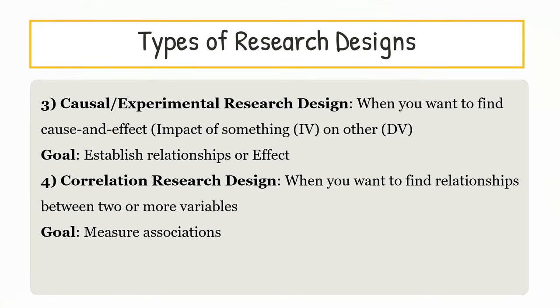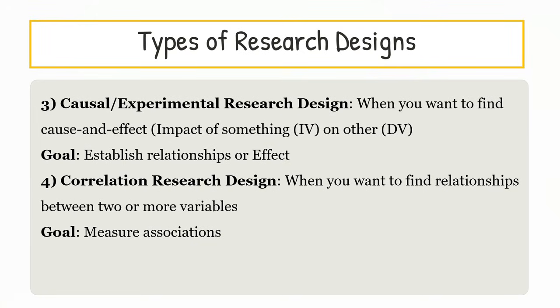The third type of research design is the causal, that is cause and effect, also called the experimental research design. When the researcher wants to find out the cause and effect, that is the impact of something, that is the independent variable, on some other thing, that is the dependent variable. The goal of this type of research design is to establish the relationship between two or more variables, or to study the effect of one variable on the other variable.